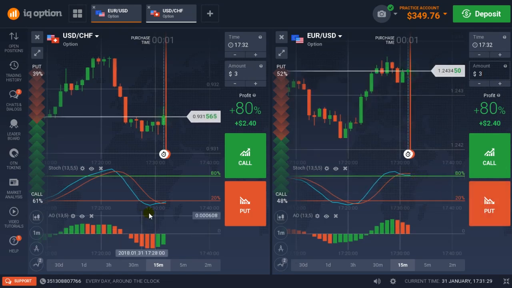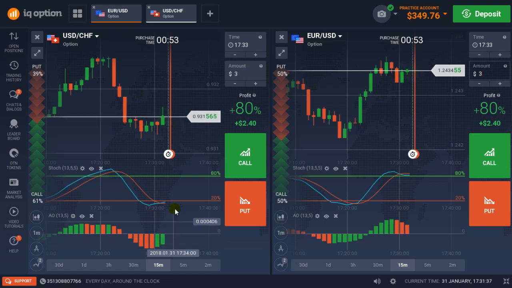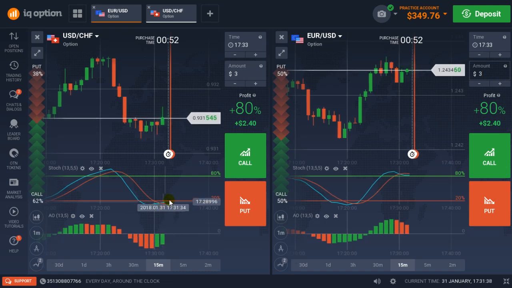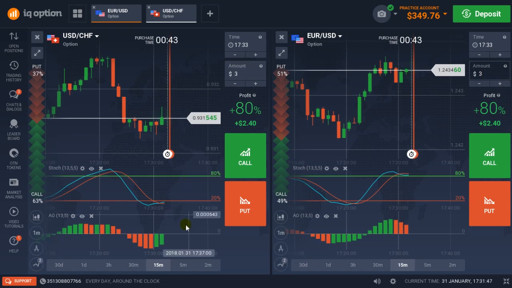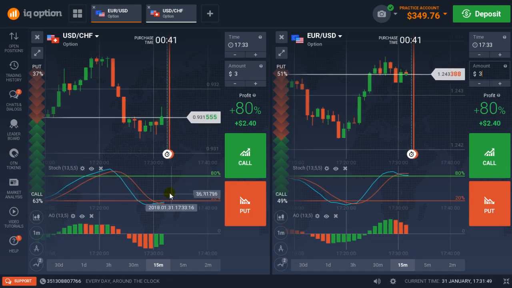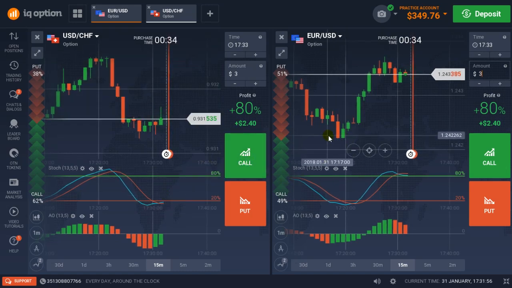And if the opposite happens here, you can see we had a sequence of red bars. Now we started getting green bars. The main stochastic line has crossed above the signal line. Now we can expect the price on the USD Swiss franc to go up. And if that happens and the rules start appearing, we can expect to get into call trades. Let's see if that happens.